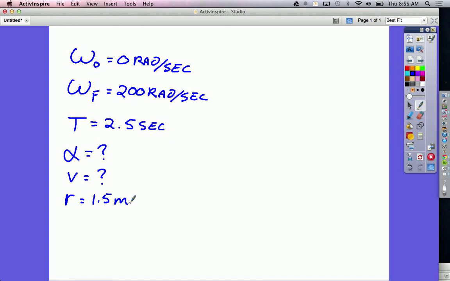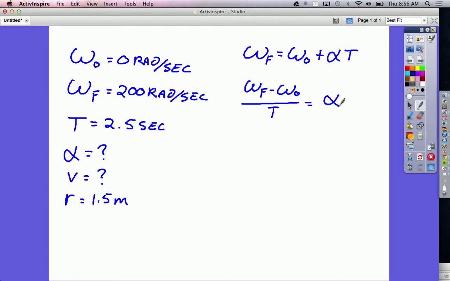So we'll find the first thing it asks for first, which is that angular acceleration. We're going to use our rotational kinematics equations for this. So we are going to use the equation that does not have theta in it, because that's the one variable we don't have and don't care about. So that would be omega f equals omega naught plus alpha t. I'm going to rearrange for alpha, and I'd get omega f minus omega naught divided by t equals alpha.